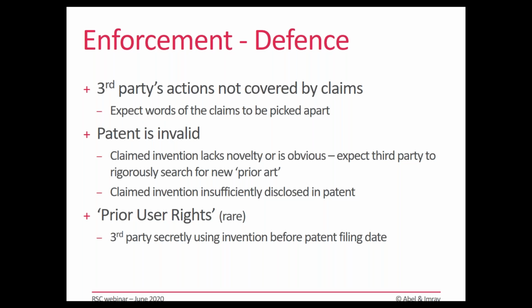So it has to be done in secret, because if that third party was using the invention before the patent was filed, then that's publicly available and so will be prior art, and that later patent wouldn't be new and inventive over what that third party have already been doing. So provided that the third party were secretly using the invention before the patent filing date, they may be allowed to continue to do what they were already doing.